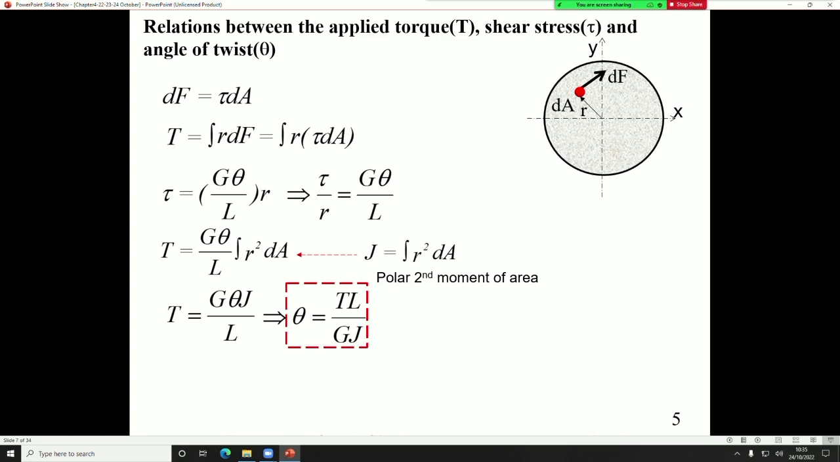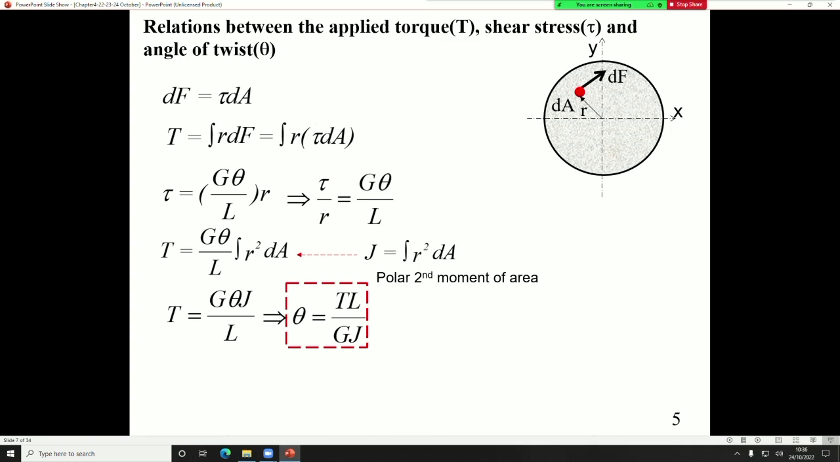Now, I'm going to rearrange these equations. At the moment, you see the equation showing the angle of twist, which is equal to TL divided by GJ. The product GJ is called the torsional stiffness. The higher the value of GJ is, the lower the angle of twist is, and vice versa. So you can see the torsional stiffness has an element of material property, and an element of geometry, J. These two define how stiff this component is.